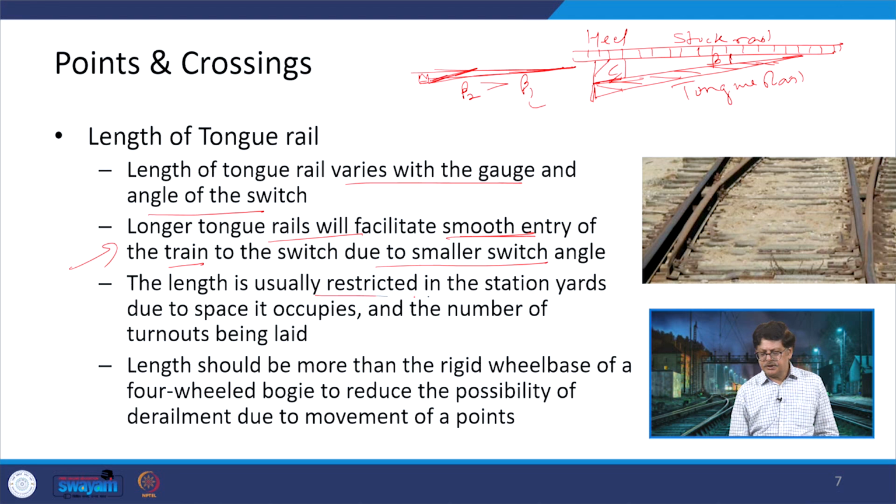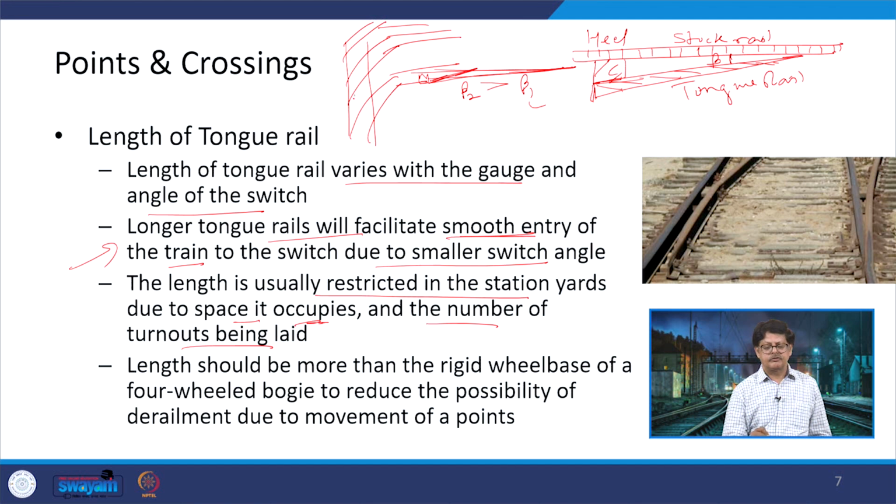The length is usually restricted in station yards due to the space it occupies, because if you keep increasing it, it will require more length, and more turnouts are being laid. So, in the case of a yard, you may have a main line, and from that main line a number of turnouts are coming out in this form, and then they become the sidings. That means from the main line the train will come and be taken onto whichever siding is not occupied, and then final maintenance, washing or rearrangement of the wagons so as to form a train, everything will be done on those sidings.